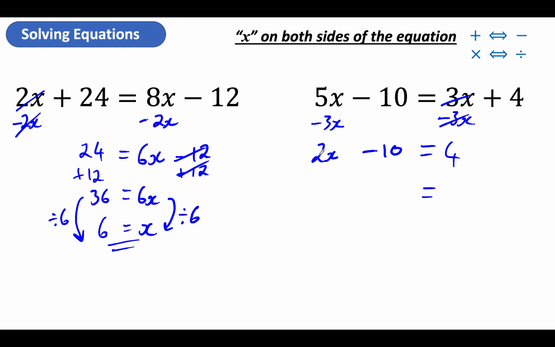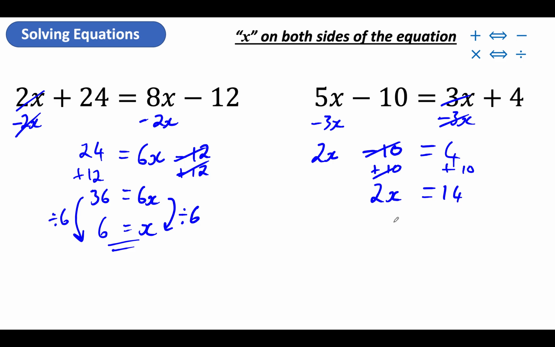Okay, deal with the number touching x last, so we'll deal with the minus 10. So we're going to add 10. And we're going to do it to both sides of the equal sign to keep the whole thing balanced. If I do it to one side, I must do it to the other. Otherwise, we'll change the value of it. 10 take away 10. There's no x's there. That leaves nothing. So it just leaves the 2x on its own. And 4 plus 10 is 14.